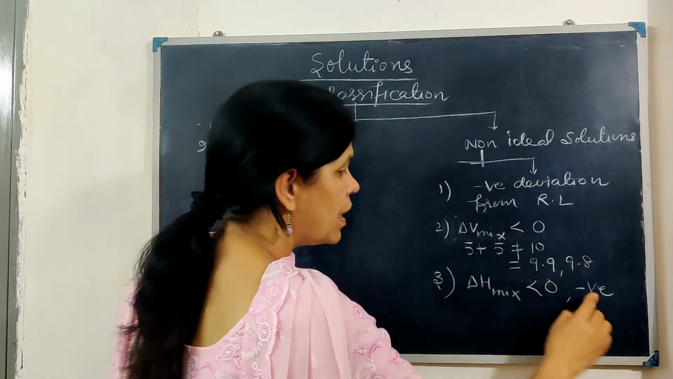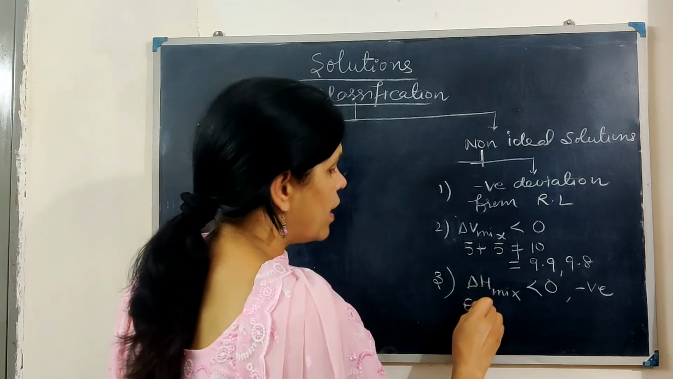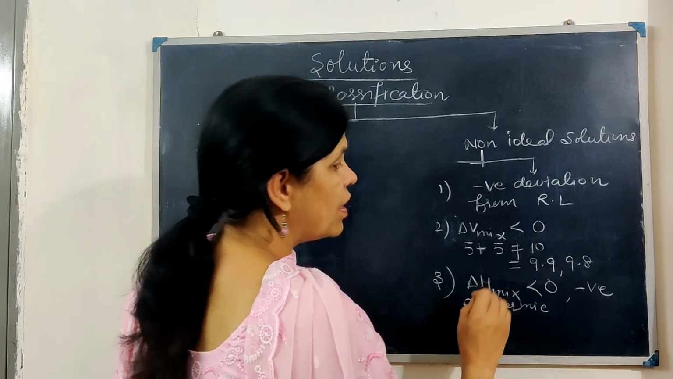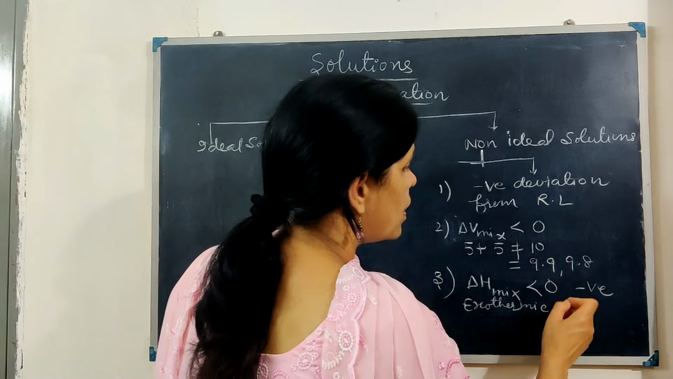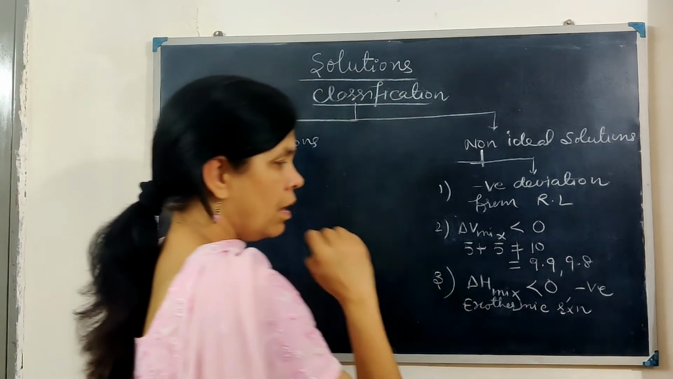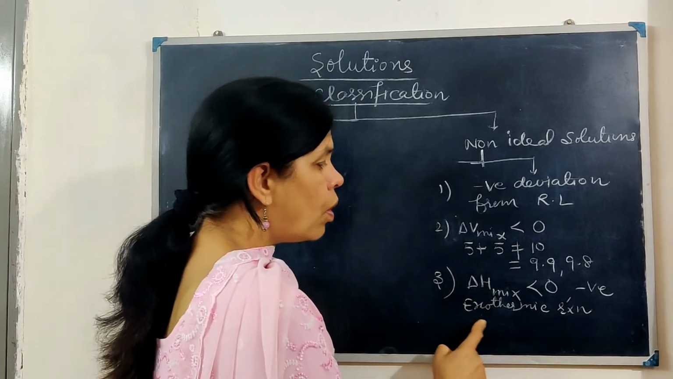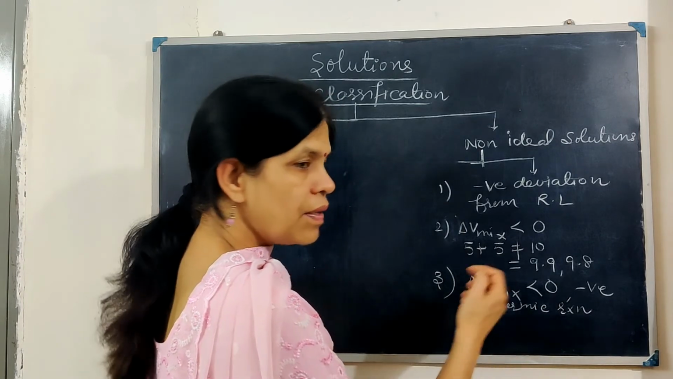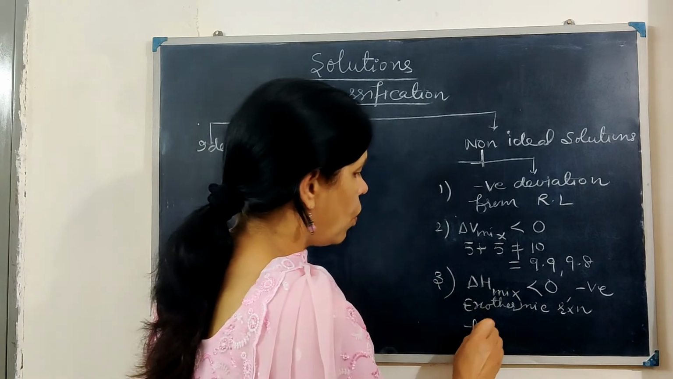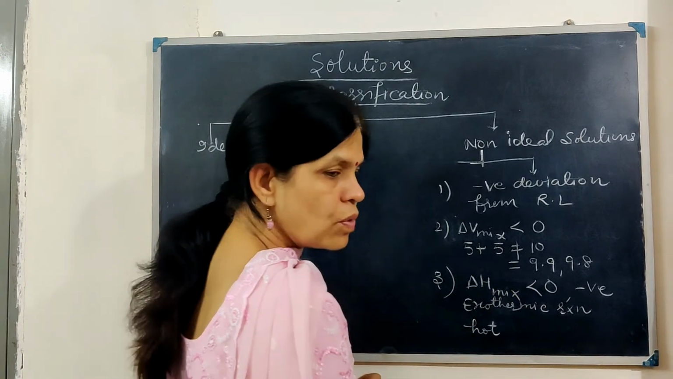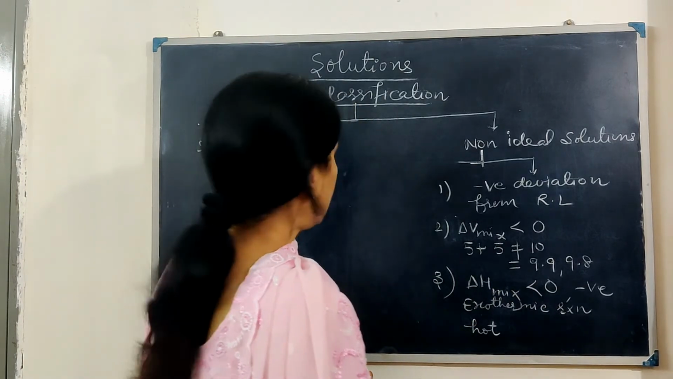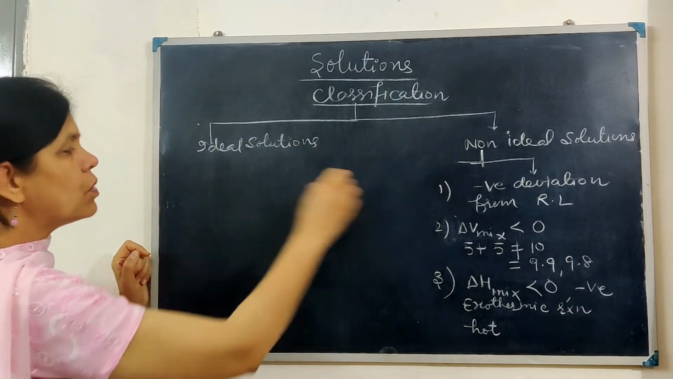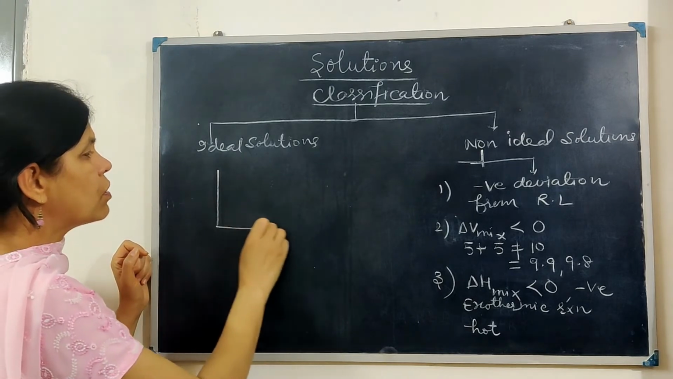Whenever delta H mixing is negative, it means it is an exothermic solution. Exothermic solutions are carried out with the evolution of heat. So it is exothermic reaction. When the two components are mixed together, heat is evolved. And when heat is evolved in the beaker, it becomes hot solution. It is a warm solution which is formed. And I'll explain it with the help of the graph. I'm saying it shows negative deviation from Raoult's law.